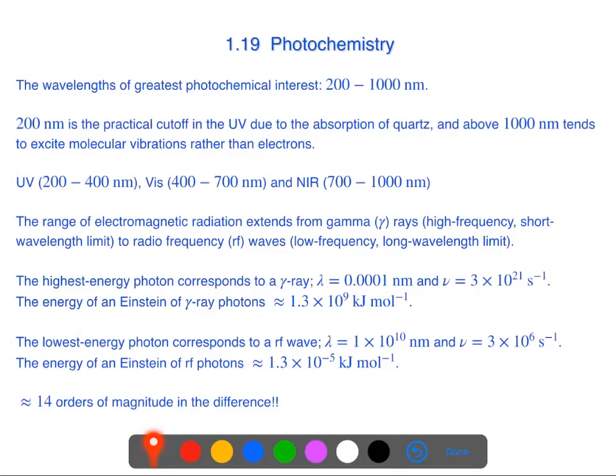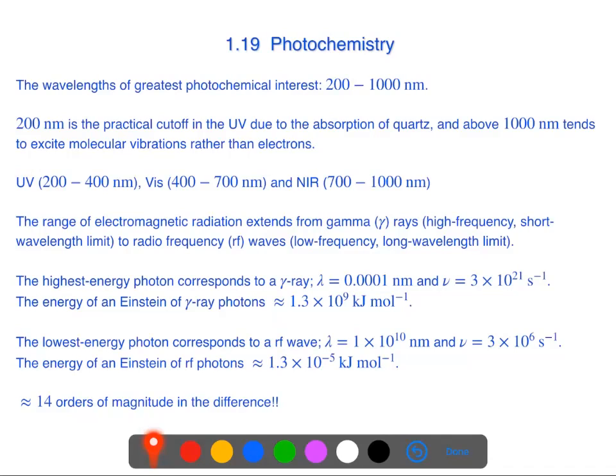Now, the wavelengths of greatest photochemical interest are between 200 and 1,000 nanometers. 200 nanometers is the practical cutoff in the UV region due to the absorption of quartz. Quartz is a material, silicon dioxide, that is often used to make cuvettes in absorption spectroscopy. Below 200 nanometers, quartz starts to absorb, so that makes it very difficult to carry out absorption spectroscopy of the sample. Whereas above 1,000 nanometers, this tends to excite molecular vibrations rather than electrons.